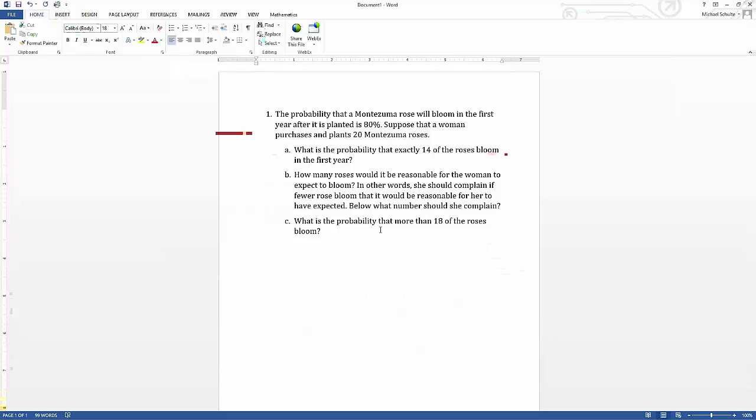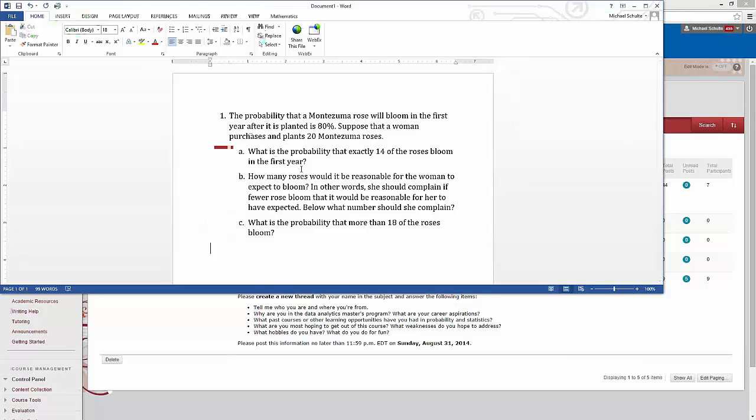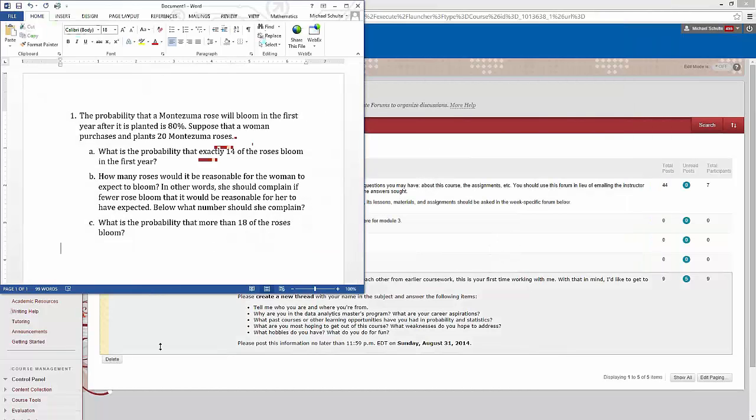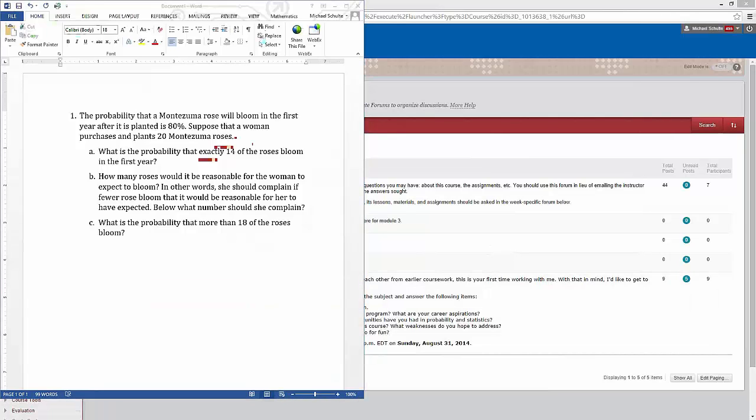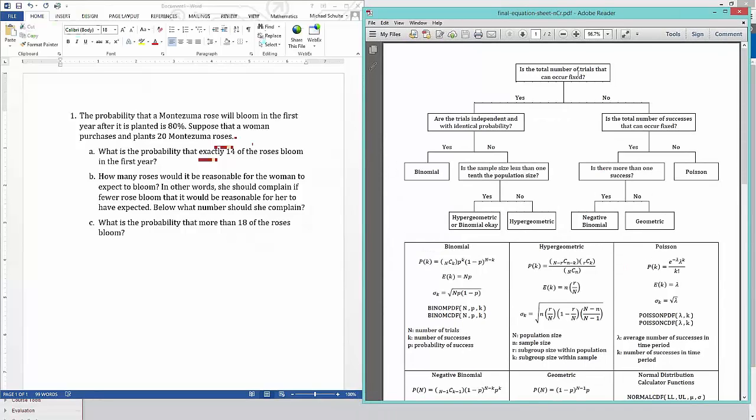Let me see if I can fit both on one screen. I've got that flow chart that I posted. Let me pull that up because it walks us through questions about those different properties. So here it is. The first question I always ask myself is, are the number of trials that can occur fixed? Let's ask that for this problem. Is the number of trials fixed? Yes. There are 20 roses planted, and we're going to see how many of them bloom. So the number of trials is fixed, so we say yes, and we move over here.